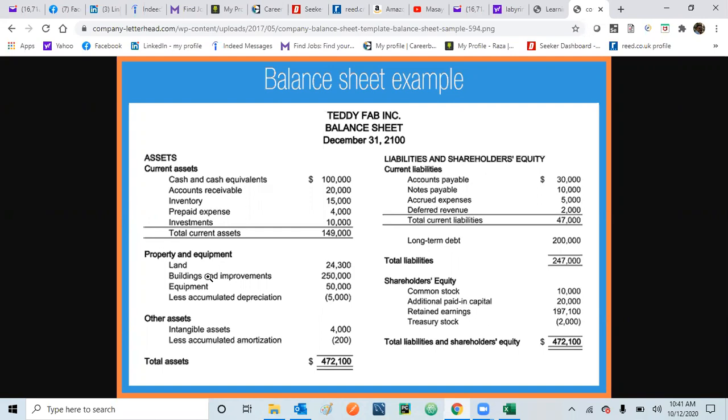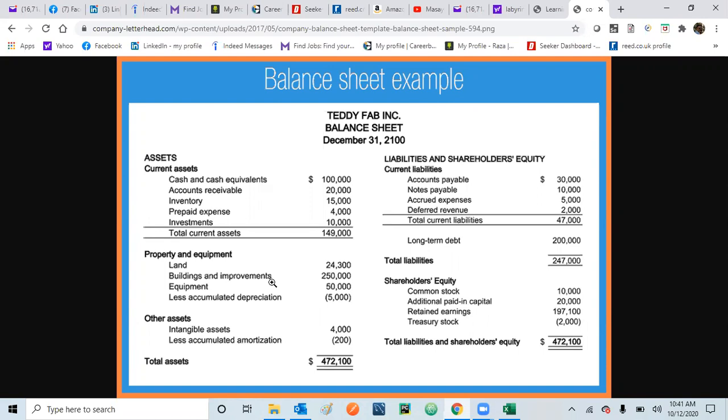Buildings and improvements: let's say you bought a land and you construct a building. Now the purpose of this building is not selling. You don't want to sell your building. You construct it for the sake of running your business. So that property is your asset, but it's a fixed asset.